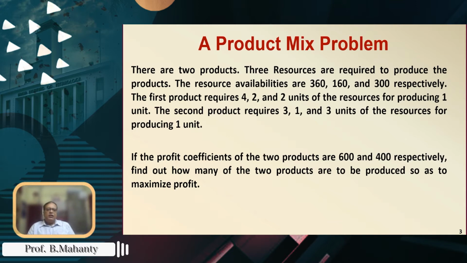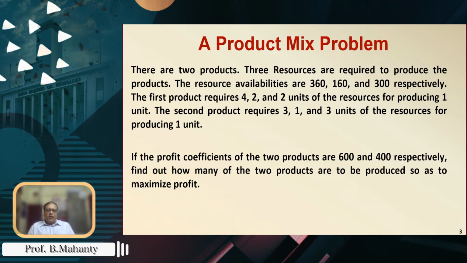This problem we have taken up earlier also, but a very quick recap. There are two products. Three resources are required to produce the products. The resource availabilities are 360, 160 and 300 respectively. The first product requires 4, 2 and 2 units of resources for producing 1 unit. The second product requires 3, 1 and 3 units of the resource for producing 1 unit. If the profit coefficients of the two products are 600 and 400 respectively, find out how many of the two products are to be produced so as to maximize profit.